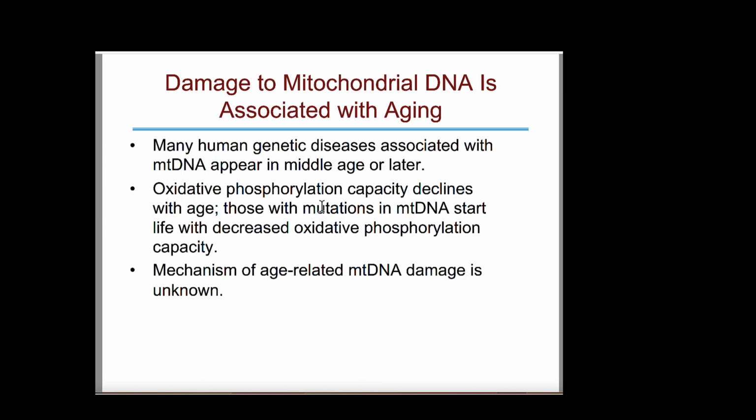So what happens when there is damage to the mitochondrial DNA? There is a direct correlation between damage to mitochondrial DNA, whether it's genetic mutations or oxidative stress, and aging. Great correlation between them, okay? As one ages, oxidative phosphorylation capacity declines, and so you start to see a decrease in that capacity. Also, there are many human diseases that appear suddenly in middle age to later on in life, and this has to do with mitochondrial DNA.